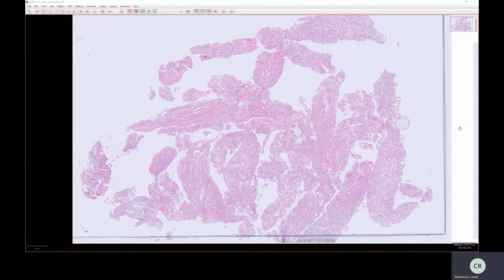Hi, it's Callum. So this is another biopsy of endometrium, and this is quite different in appearance, and that's because this is secretory phase endometrium.